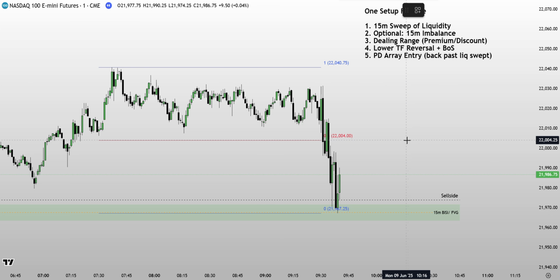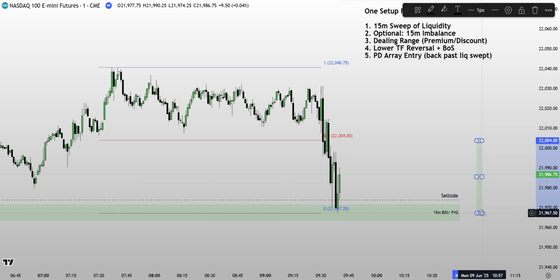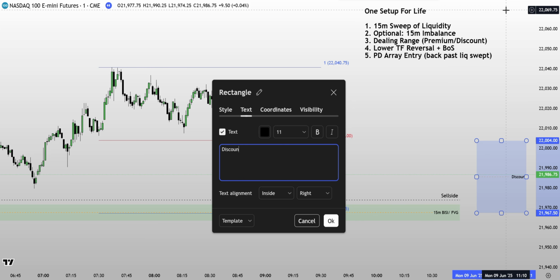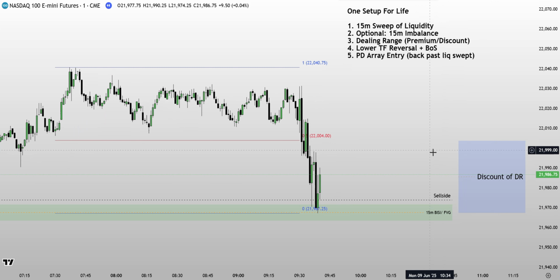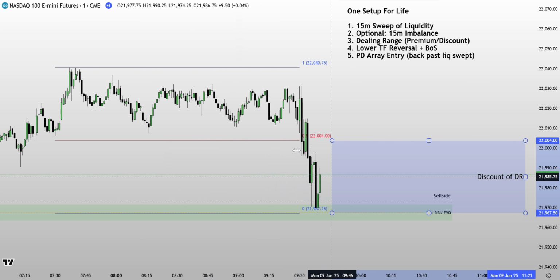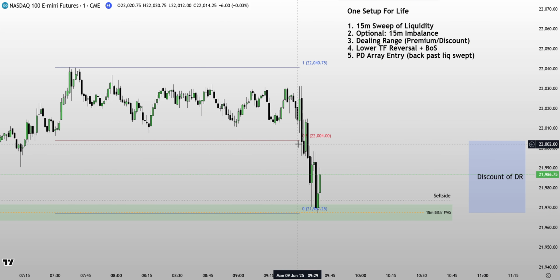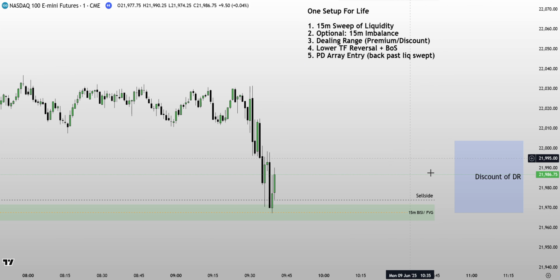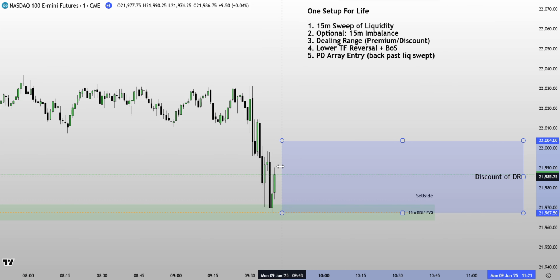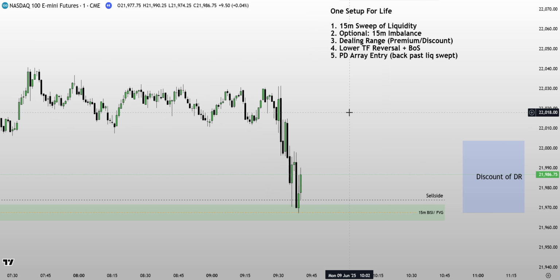first let me mark out the discount of dealing range. Anything below this midpoint right here is an optimal long to take because it's in the discount of this dealing range. And so that's where your optimal longs will take place. So here we are, anything in this point here. So I'm going to remove the range for that sake. We have the area where optimal longs will take place.